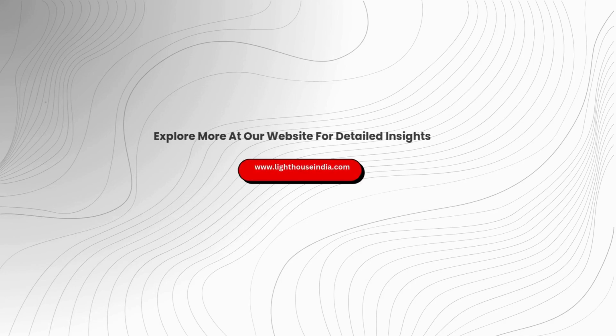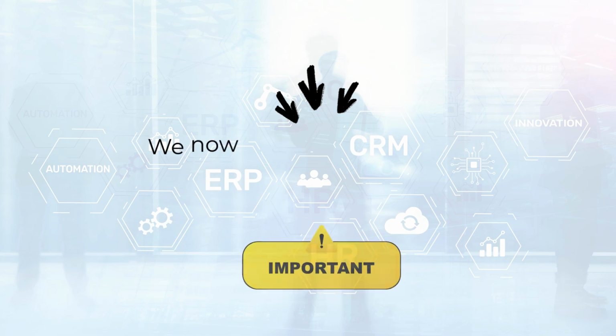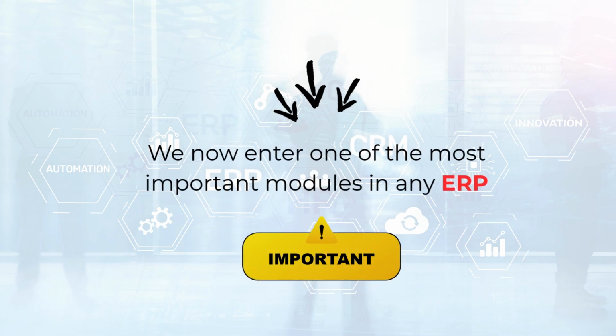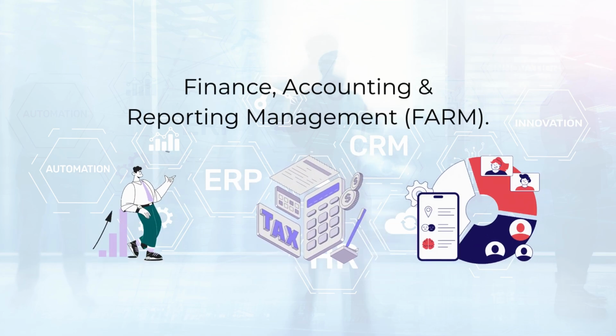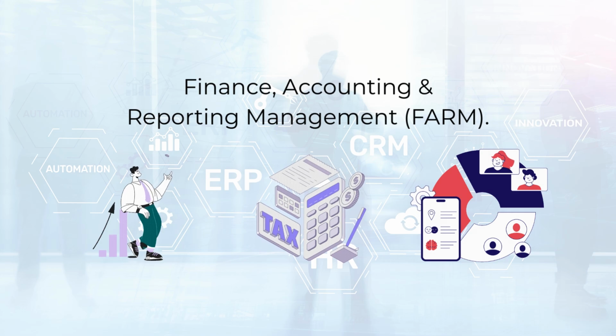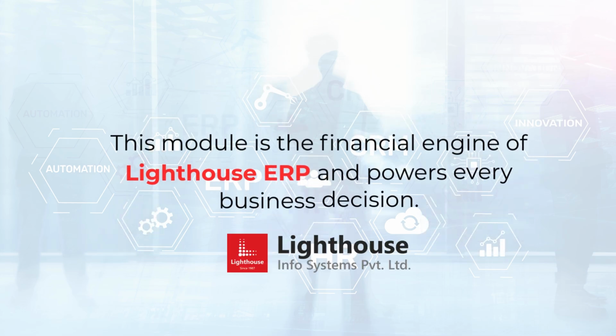With the sales and distribution module complete, we now enter one of the most important modules in any ERP: finance, accounting and reporting management, FARM. This module is the financial engine of Lighthouse ERP and powers every business decision.